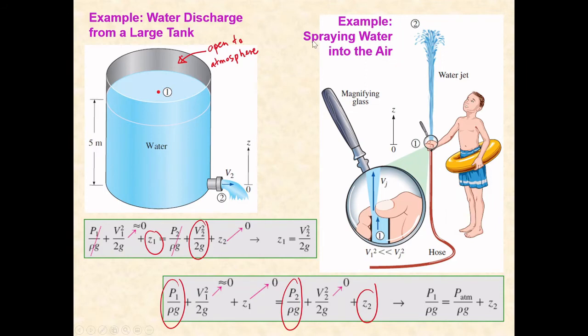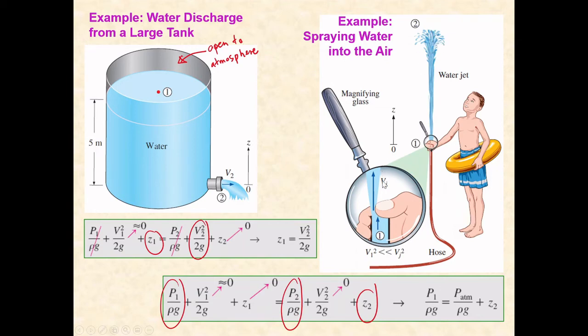In the second example, we look at spraying water into the air. This boy is holding a hose and using his hand to stop the water from flowing out completely. In this case, he can allow the water to speed up as it exits from the hose, from the water jet. The water jet goes upward into the open air, and as it reaches the maximum point, it stops and falls down from a certain height.